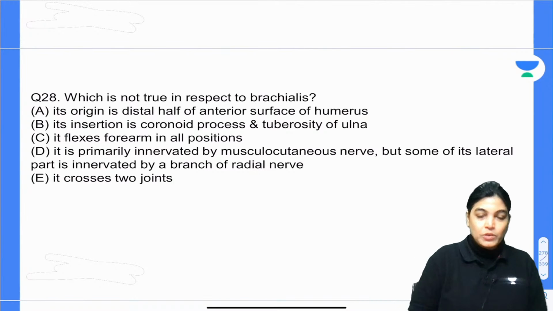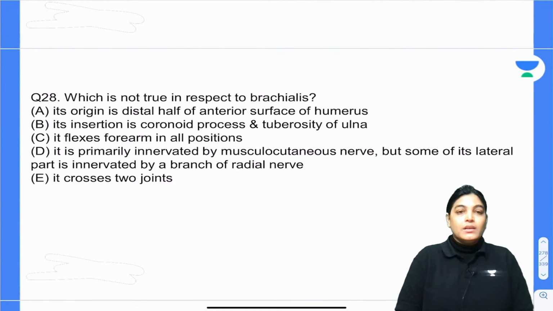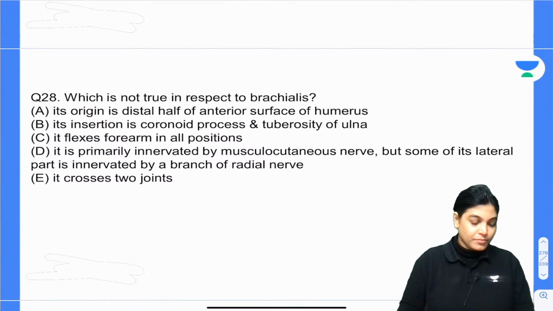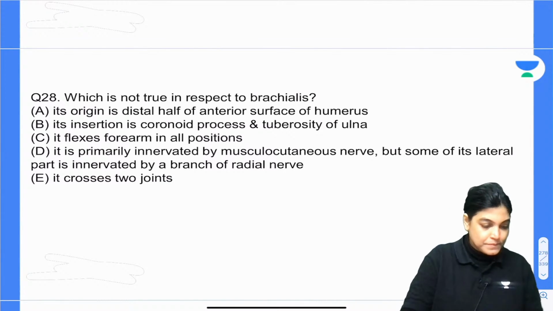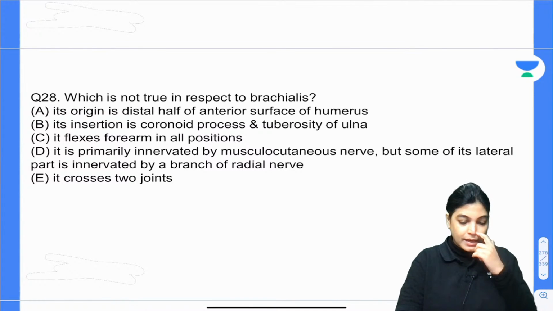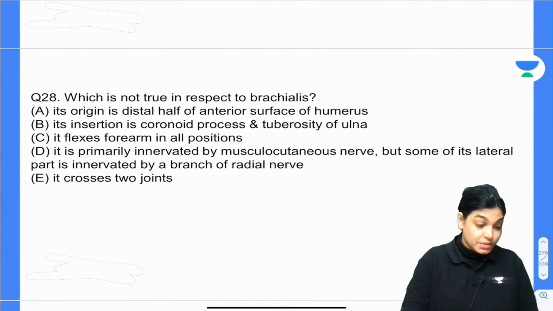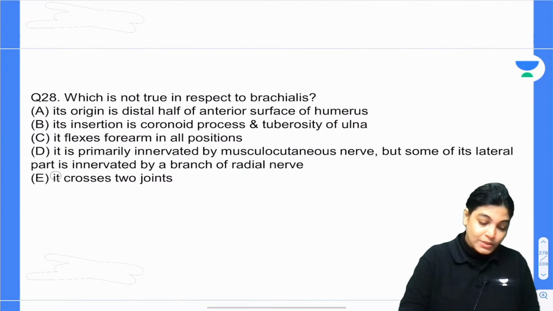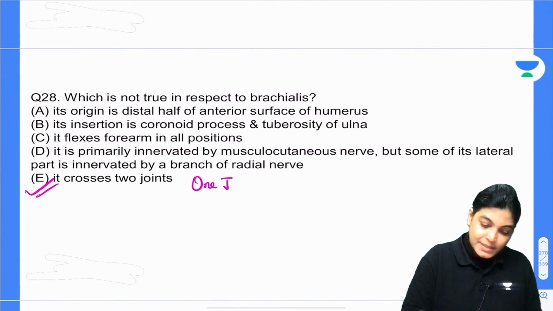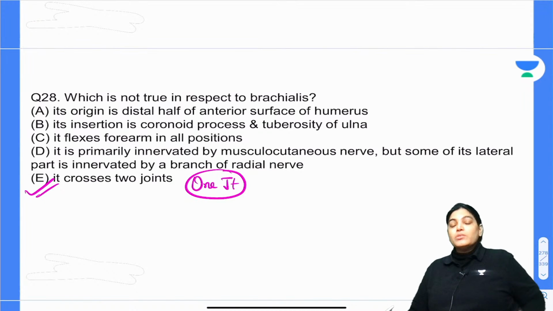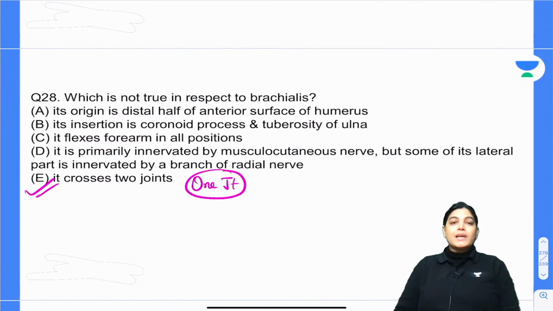Okay, question number 28. Please mark the correct answer, which is not a true statement about brachialis muscle. So it crosses two, okay, C. It flexes the forearm in all positions. Actually, the incorrect option is E. It crosses two joints. It is just crossing one joint, that is the elbow joint. Brachialis muscle is crossing just one joint, that is the elbow joint. It is not crossing two joints. All other options are absolutely correct.